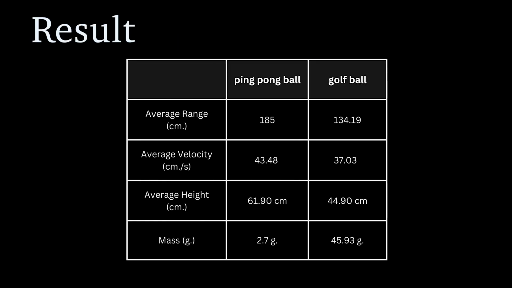And for the results, the golf ball's average range is around 134.19 centimeters, the velocity is around 37.03 centimeters per second, the average height is 44.9 centimeters, and the golf ball mass is 45.93 grams. For the ping pong balls, the average range is around 185 centimeters, the average velocity is 43.48 centimeters per second, the average height is around 31.9 centimeters, and the ping pong mass is 2.7 grams.